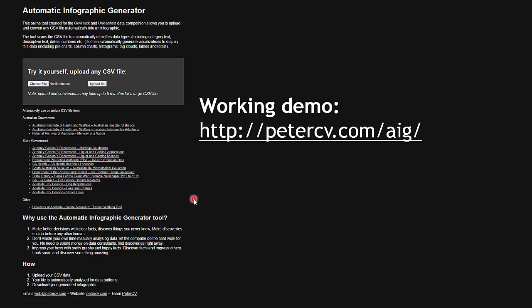So here you can see a working demo, and it's currently available online. You can upload a CSV file, automatically find the relevant columns in that CSV file, and then generate it.